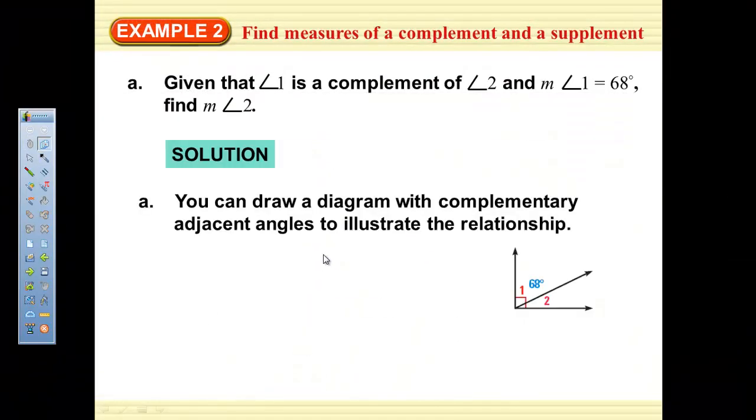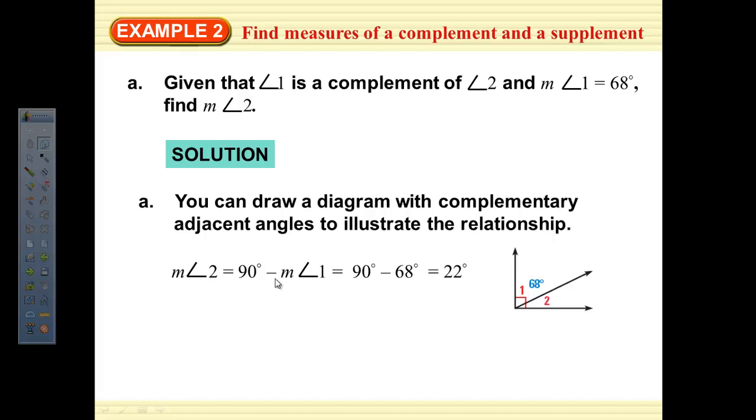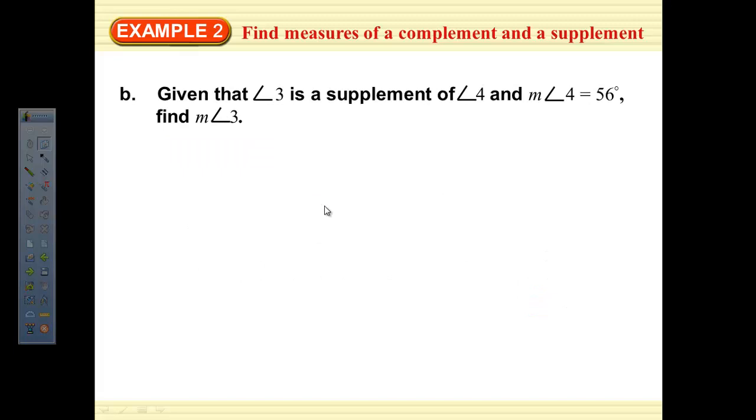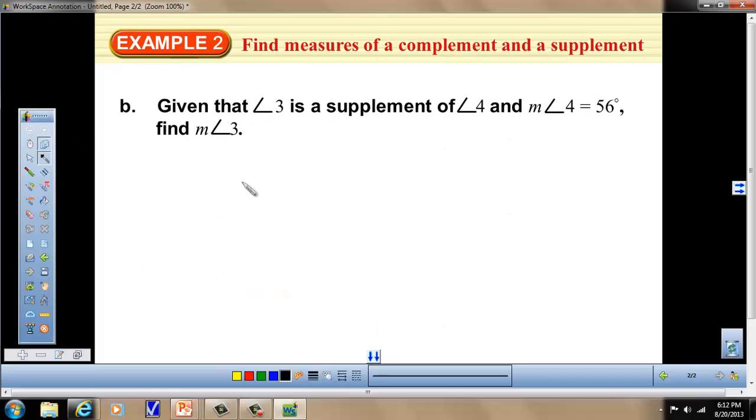So again, good to draw a picture. They drew it in a different position, but that's okay. And again, angle 2 is 90 minus angle 1, so 90 minus 68 gives us our 22. For this next one, this time the difference is that this is a supplement. So again, we want to draw a picture of what's going on.